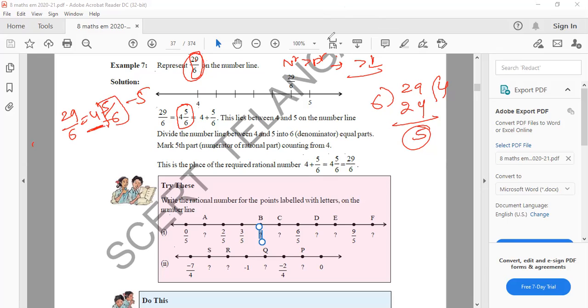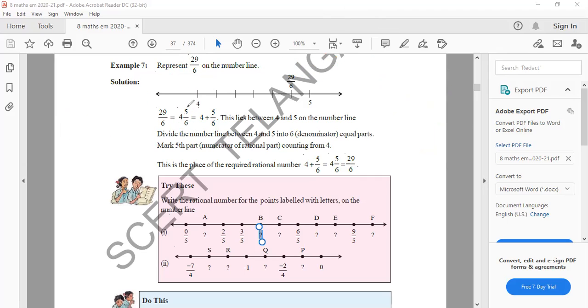You divide like this and write it as a mixed fraction. That is clear, right? Now we have written that 29 by 6 is nothing but 4 5 by 6. Now we take 4 as the starting point. You can keep 4 here, then after the 4, the next number is 5. Keep 5 here. Don't write anything else.